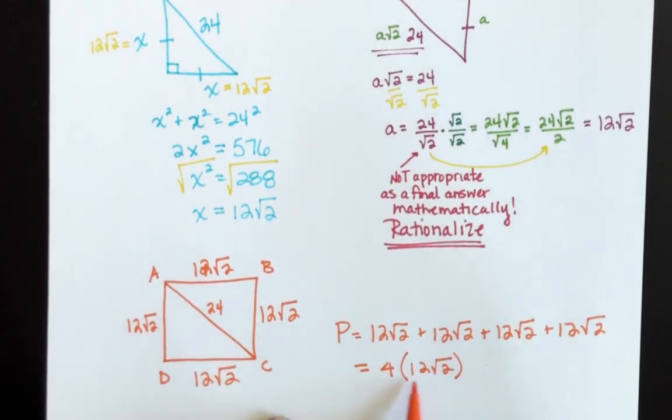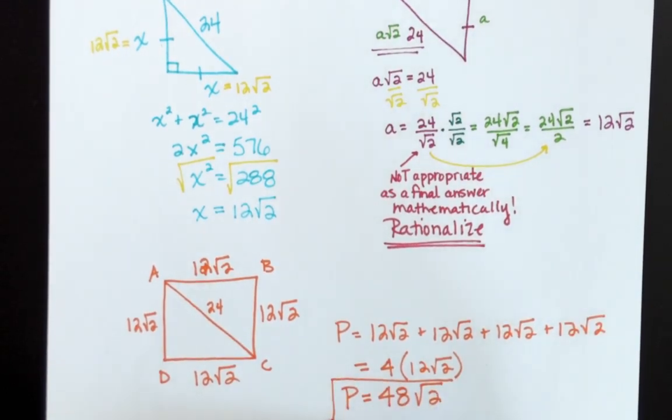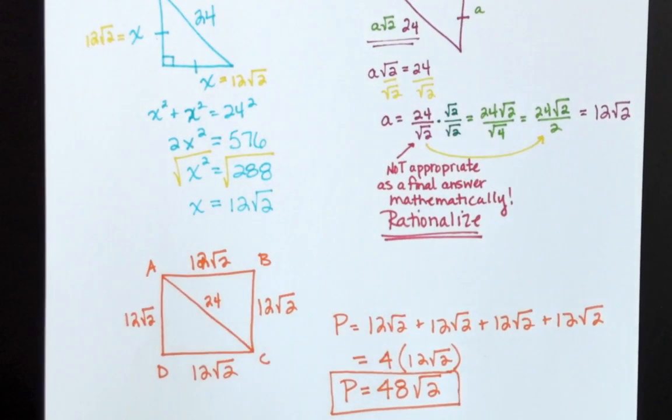We only have to worry about those numbers that are the same. So the radical 2 acts like our variable. And we find out that this is 48 radical 2. So our perimeter is 48 radical 2.